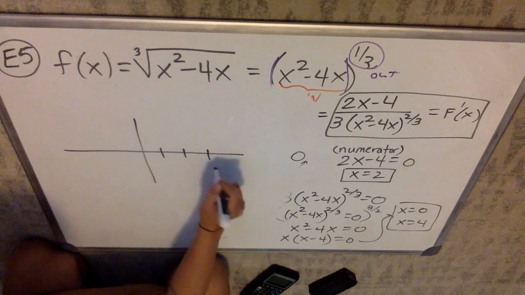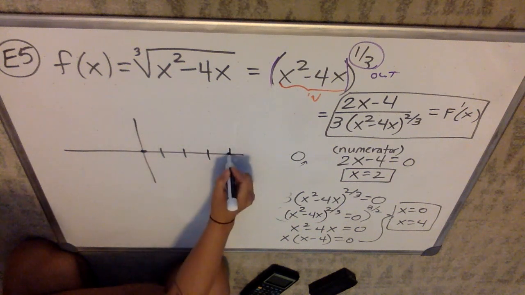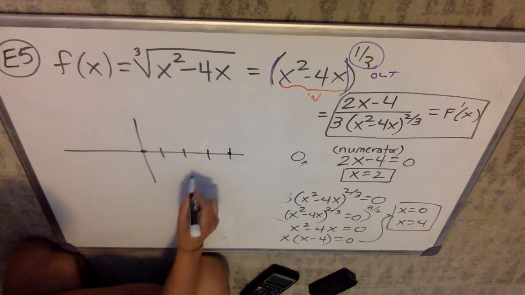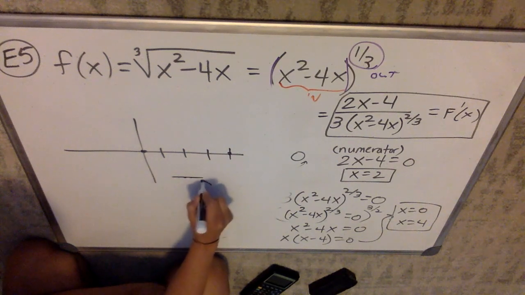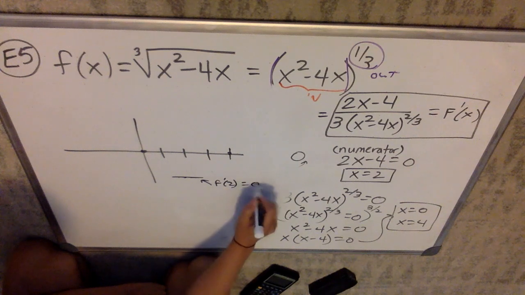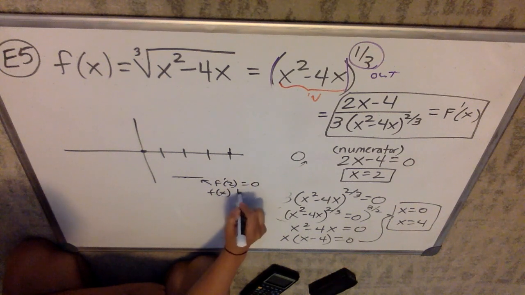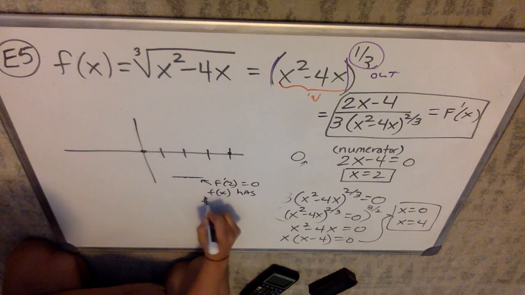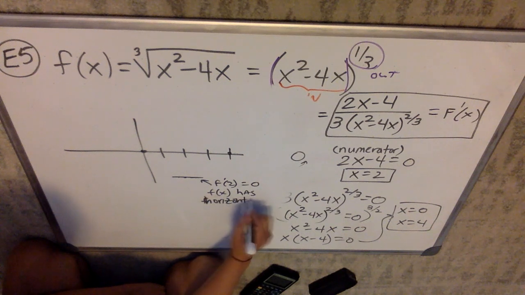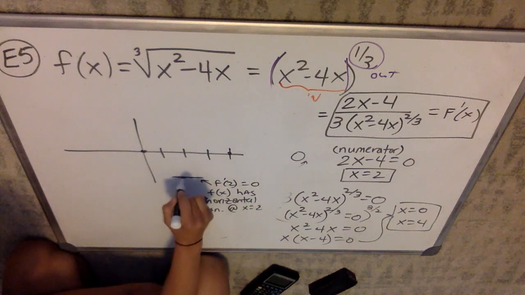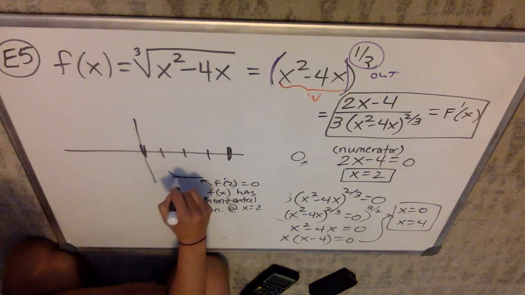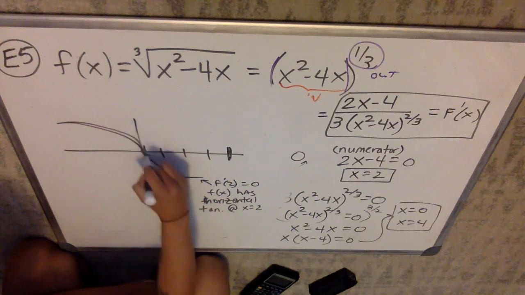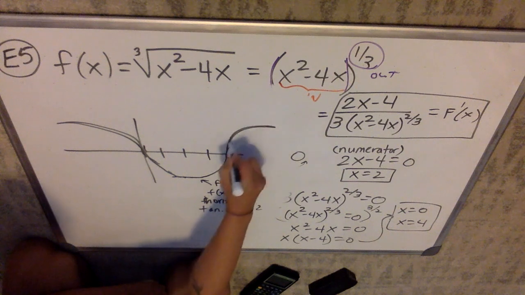1, 2, 3, 4. Okay, so basically what this graph looks like is it has a horizontal tangent, right? So f prime of 2 is 0, means that f of x has a horizontal tangent. So the graph has a horizontal tangent line, and then these two were vertical tangent lines. It's a terrible version of the drawing, but this is essentially what was happening.